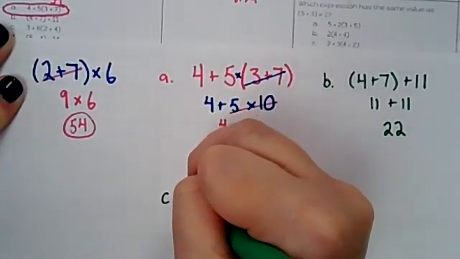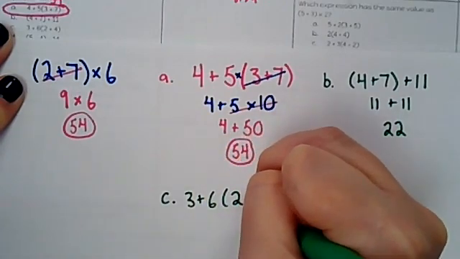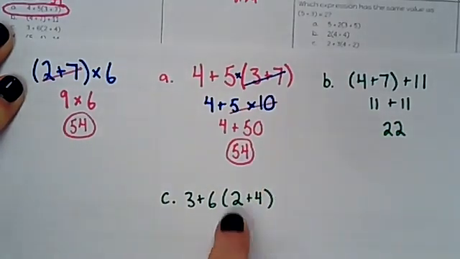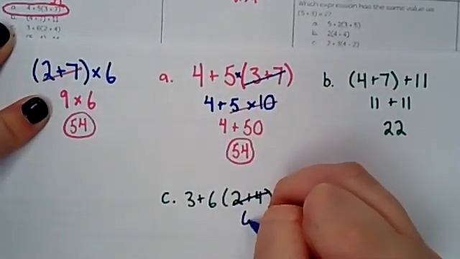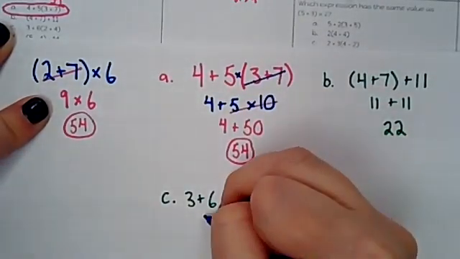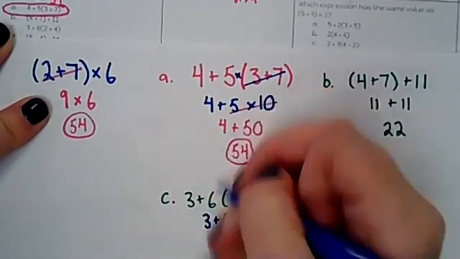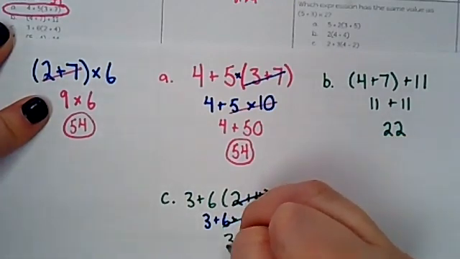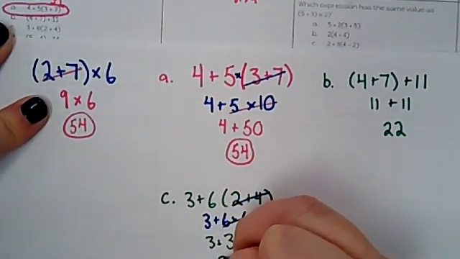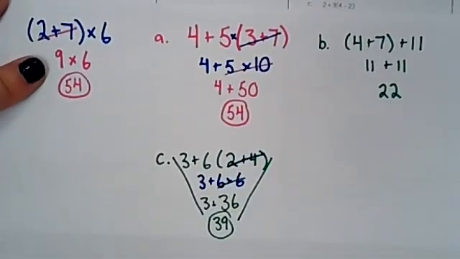Then I'm going to do C. C is 3 plus 6 times 2 plus 4. All right, so first I'm going to do the parentheses. 2 plus 4 is 6. And then I'm going to write out the rest of the problem. 3 plus 6, and then remember that 6 slammed up next to a parentheses is times, is 6 times 6. Now you're going to do multiplication first. 6 times 6 is 36. 3 plus 36 is 39. And since you've got pizza going down to garlic sauce, you know you've done it correctly.